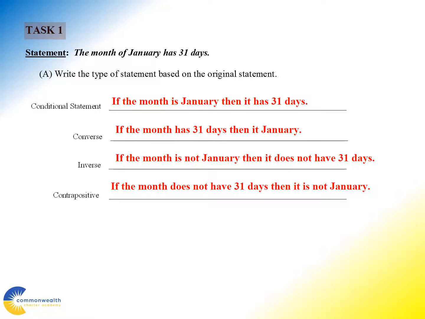And in each one of these, the if statements can be true. The month can be January. A month can have 31 days. It is also possible for a month not to be January. It's also possible for a month not to have 31 days.